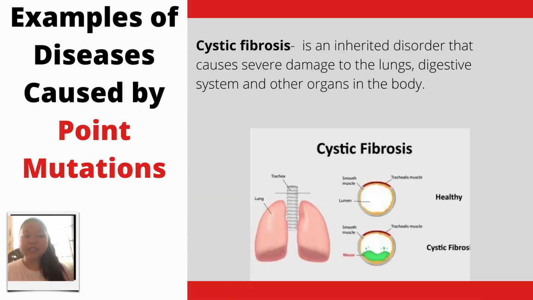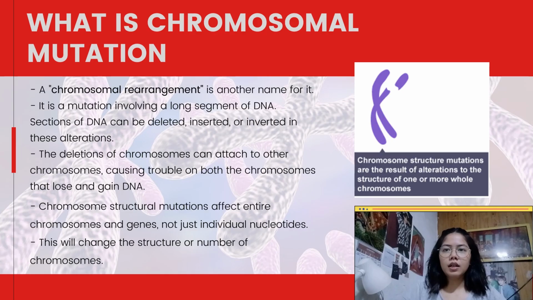So we are here in the last example of disease caused by point mutation, which is cystic fibrosis. It is an inherited disorder that causes severe damage to the lungs, digestive system, and other organs in the body. The type of mutation is deletion, and it means one or more nucleotides are skipped during replication or otherwise lost, often resulting in a frame shift. So that's all for the examples of disease caused by point mutation.